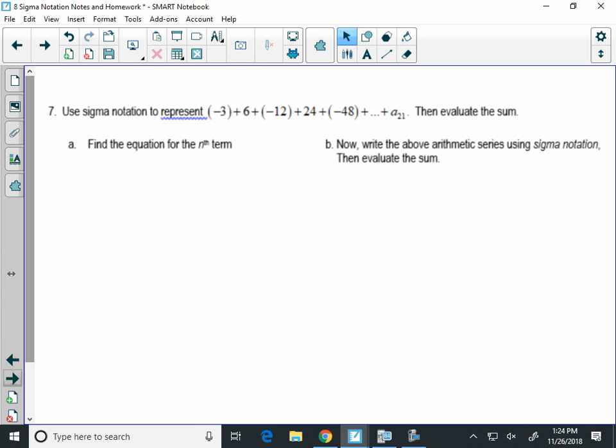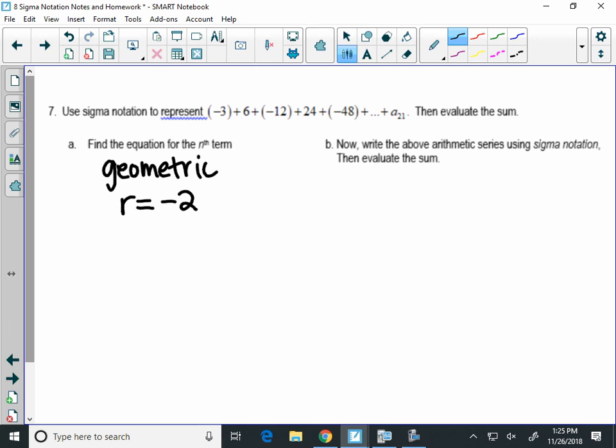First of all, we need to write the equation for the nth term. To do that, we need to know what kind of sequence this is. It's geometric. How do you know it's geometric? Because it's alternating signs, negative to positive, negative to positive. What's your common ratio here? -2. We need to know the first term when I write my geometric sequence. What's the first term? -3.